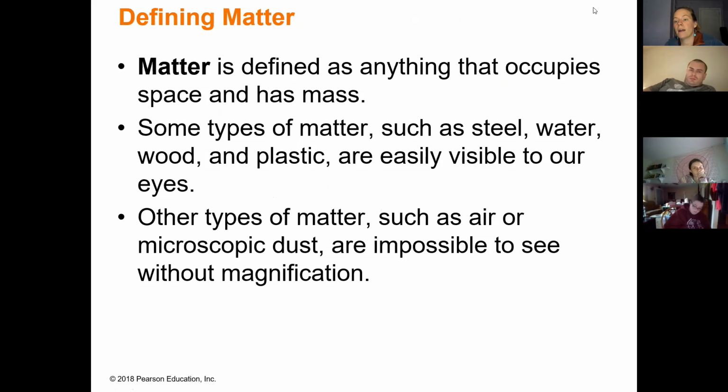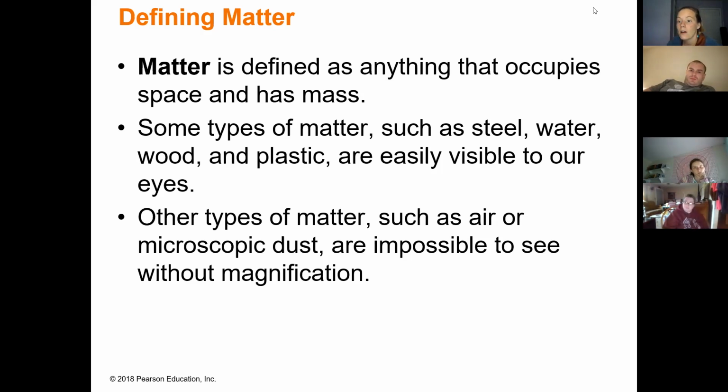So how do we define matter? Well, it's going to be anything that occupies space and has a mass. So if it doesn't have mass, we cannot classify it as matter. Now it can have a very small amount of mass, but it has to have something. Some types of matter are really easy for us to associate with matter, things that we can see. So like the desk sitting in front of you, the computer, your body, right? These are all made out of matter. There's mass and it's occupying space.